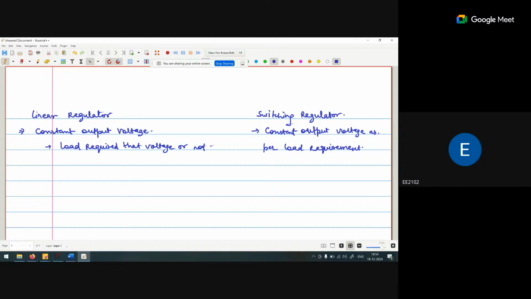As per load requirement. So what is the meaning of as per load requirement? Like if I have a regulator of 12 volt, but my load requirement is only 5 volt, so it provides the 5 volt. If my load requirement is 9 volt, 7 volt, or 12 volt, so as per my requirement it will provide me the constant voltage. Whereas if the linear regulator is 12 volt, it will provide me the constant 12 volt, even if I require only 5 volt, there is no particular reason.